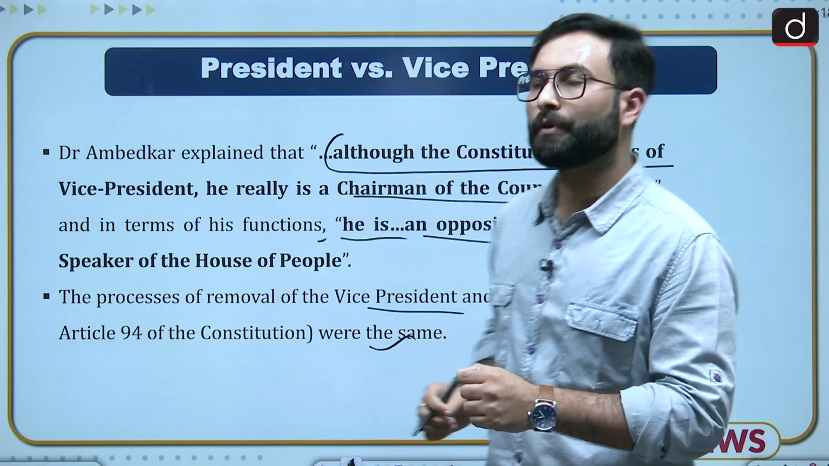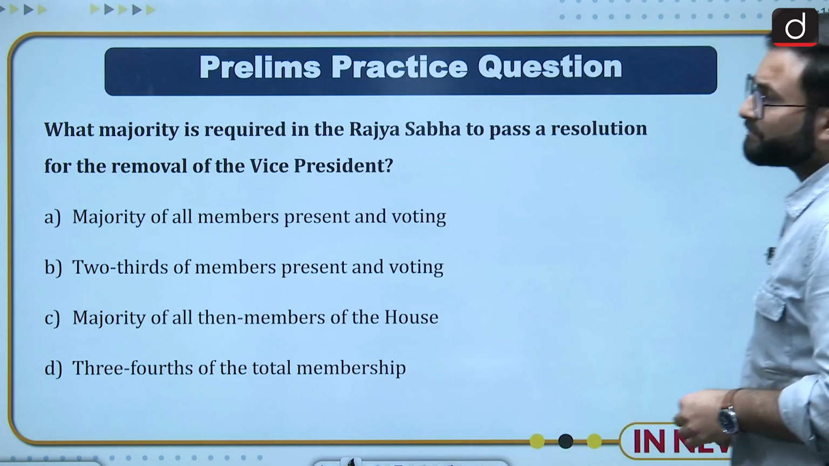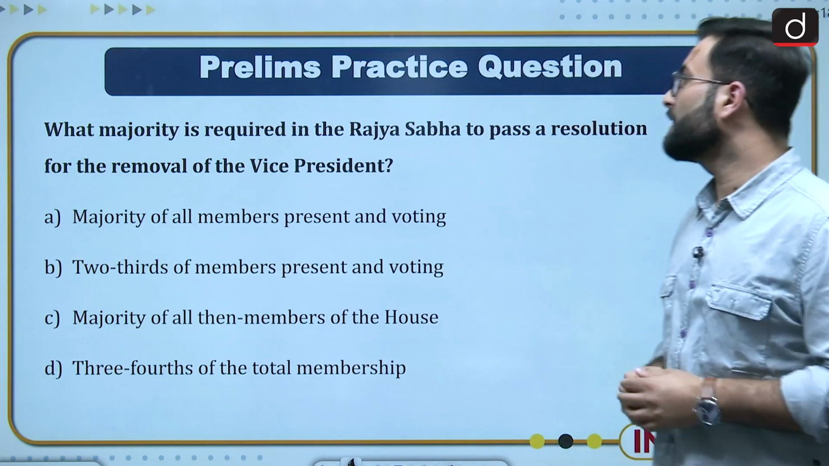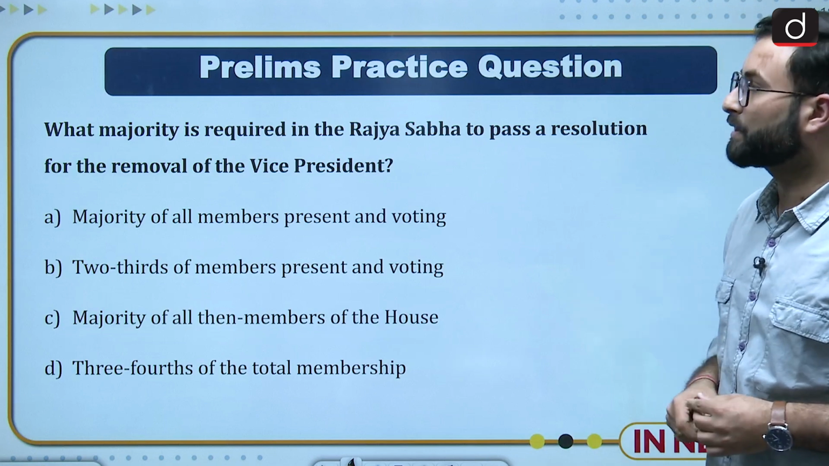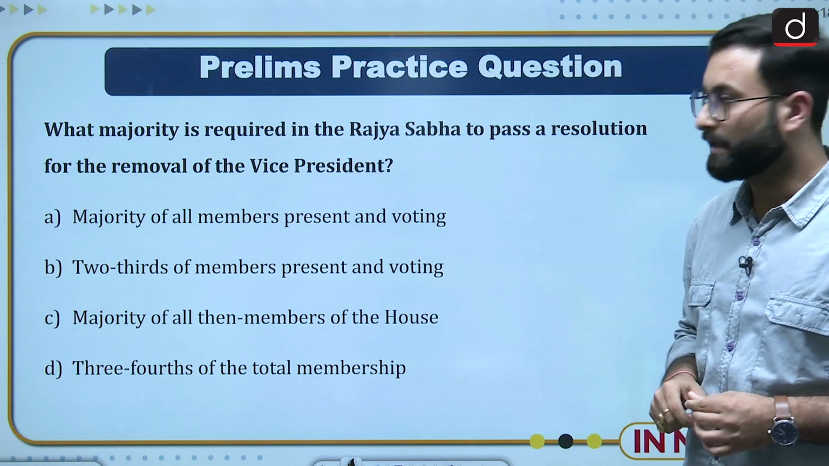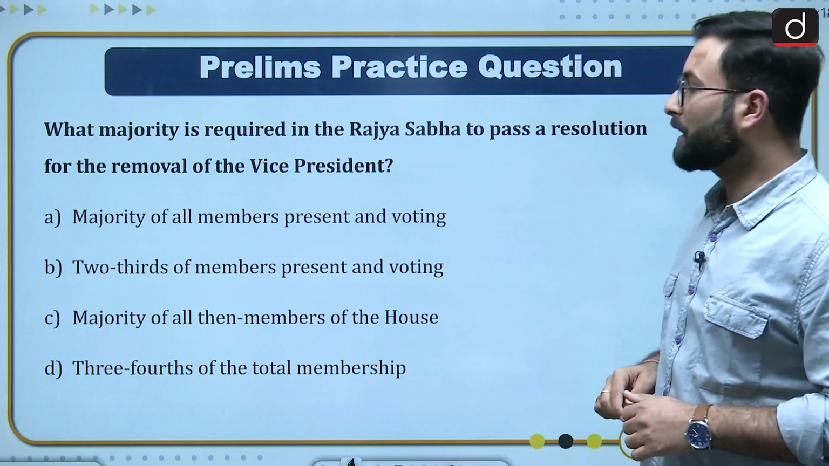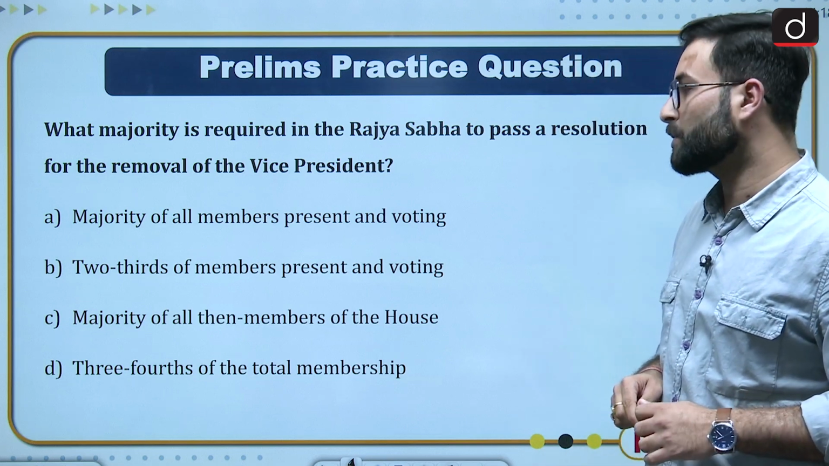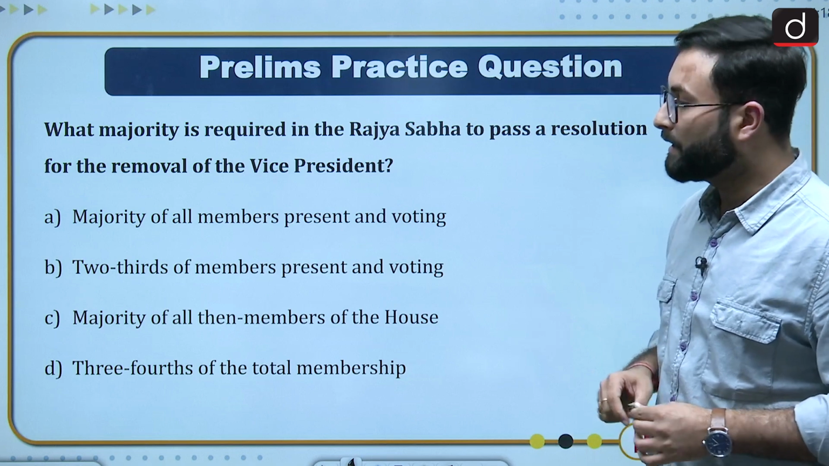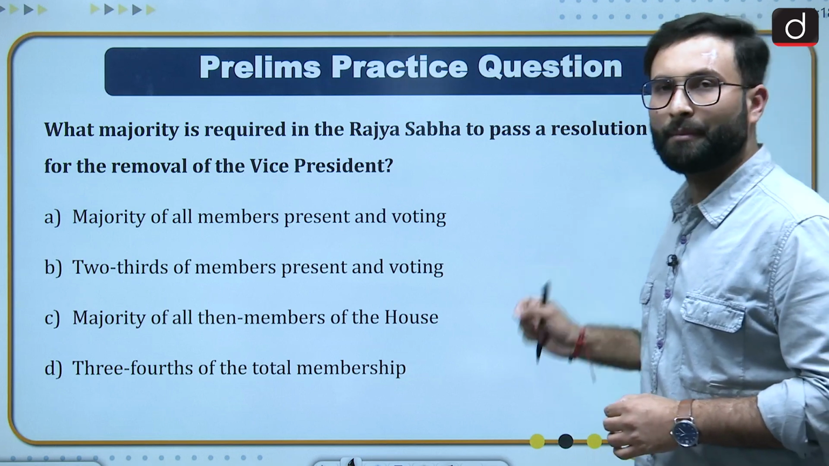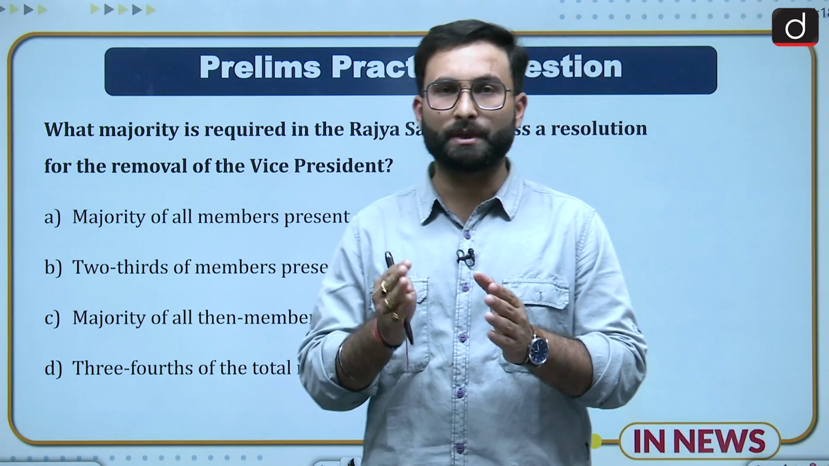Now in the end we will be moving to the practice question. What majority is required in the Rajya Sabha to pass a resolution for the removal of the Vice President? A. Majority of all members present and voting. B. 2/3 of the members present and voting. C. Majority of all the then members of the House. D. 3/4 of the total membership. So you can attempt this question and answer to me in the comment box.